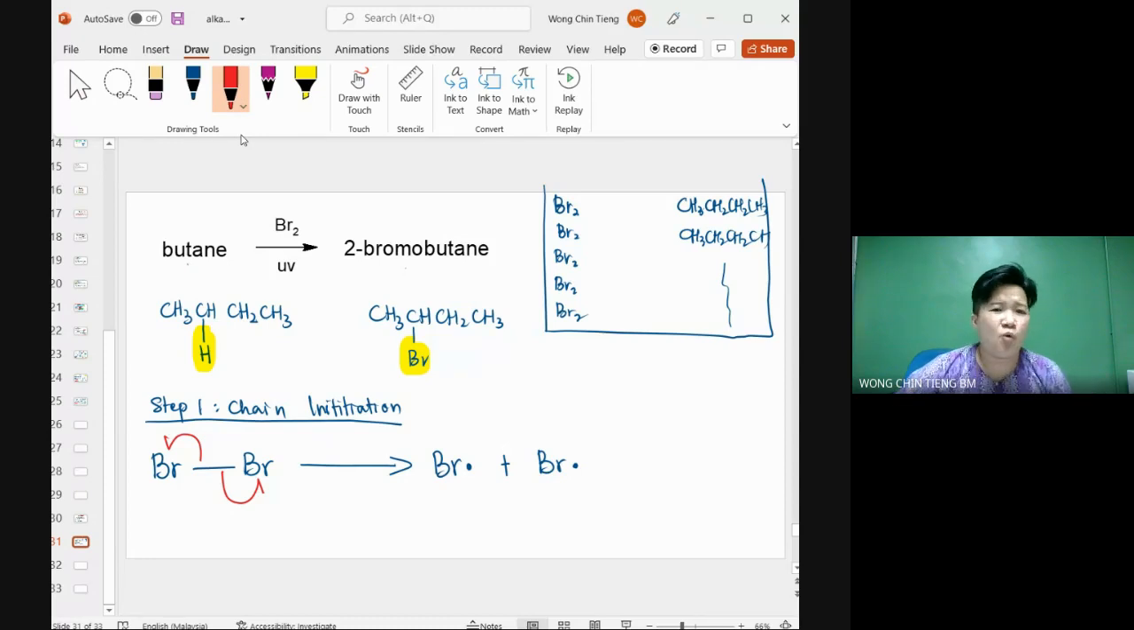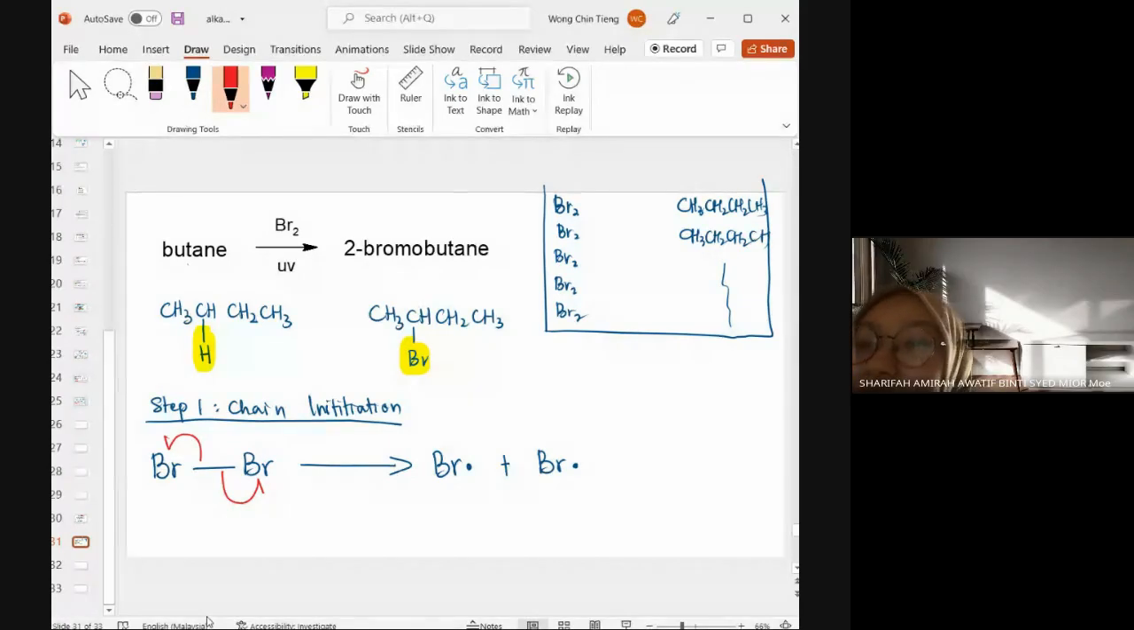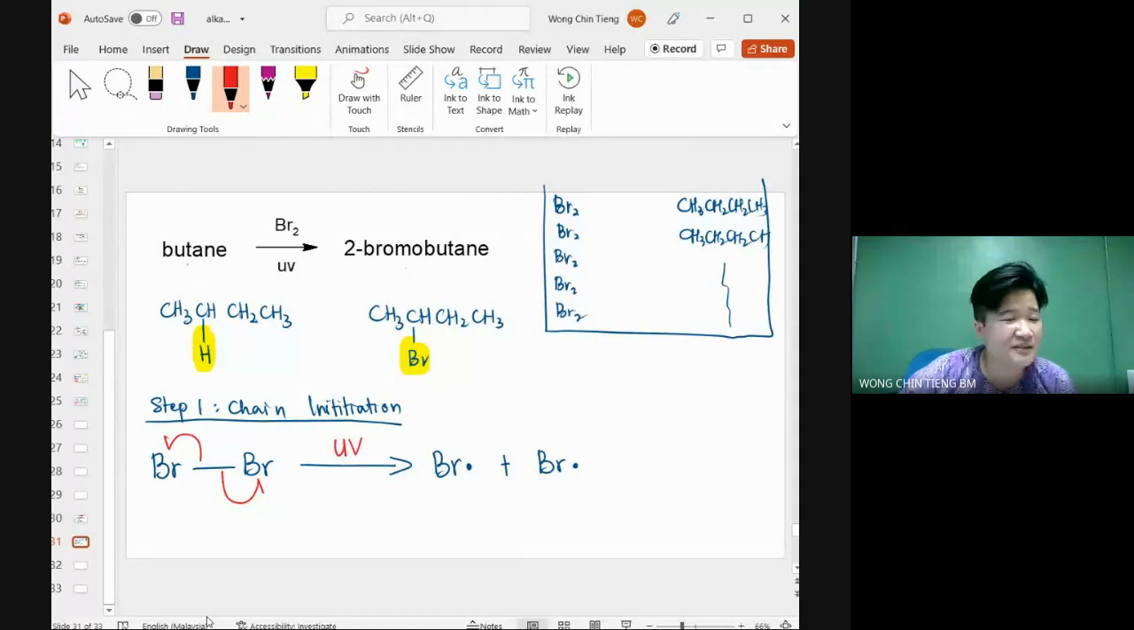So, in this step, what is missing? UV. This step is not happening. Step ni salah, tak berlaku. Which won't do anything without what? Sharifah? UV. Step ni takkan berlaku tanpa UV, tanpa heat, tanpa sunlight, tanpa energy whatsoever yang kamu nak label. Step ni takkan berlaku kalau kamu tak duduk bawah UV. Okay? Alright. So that is the step 1.